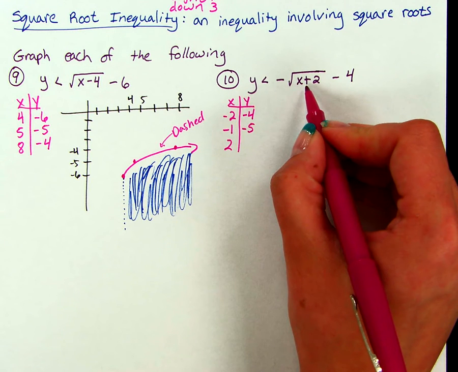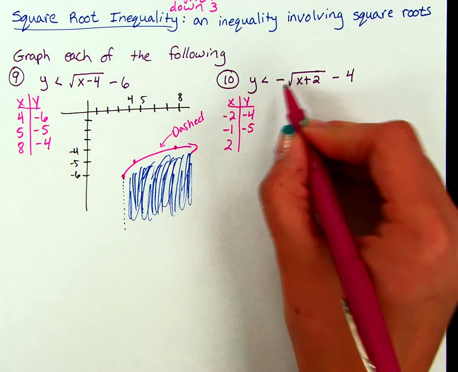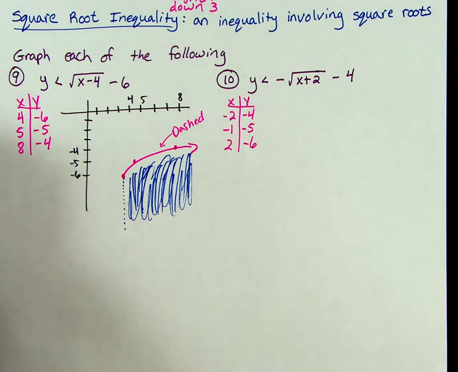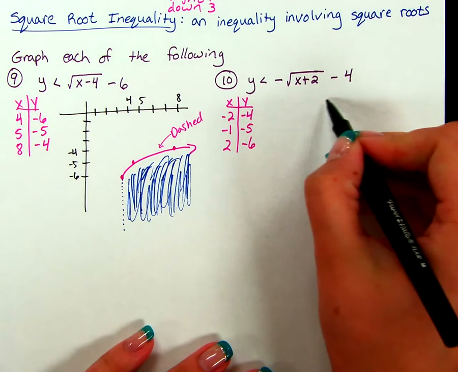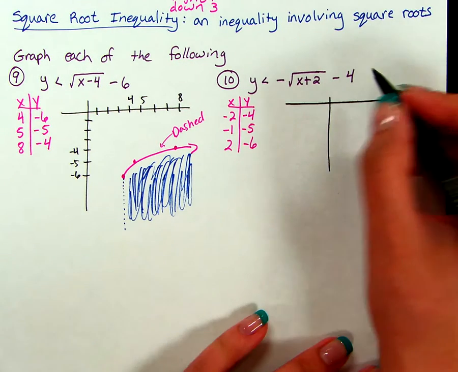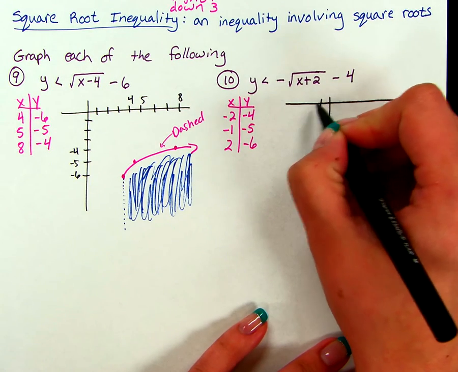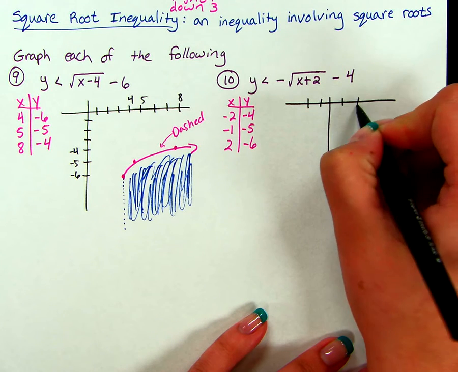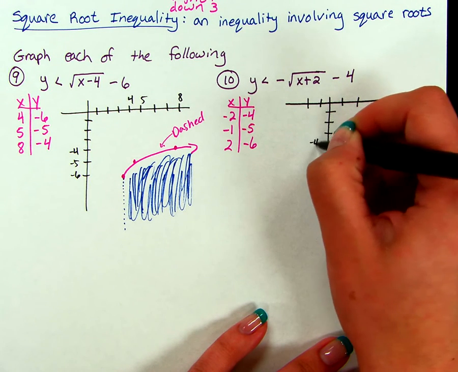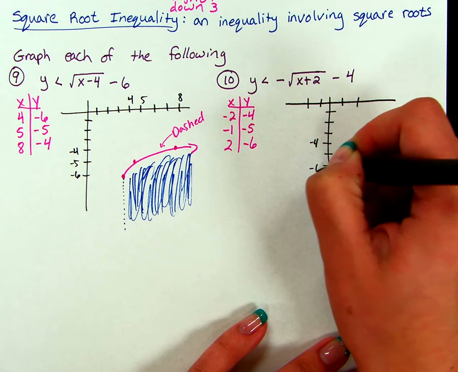2 plus 2 is 4. Square root of 4 is 2. Then it becomes a negative. -2 minus 4 is -6. Again, and then when we graph, we want to make sure that we do a dashed line. So I'll try to remember that this time. So -1, -2, 1, 2, -1, 2, 3, 4, 5, 6.